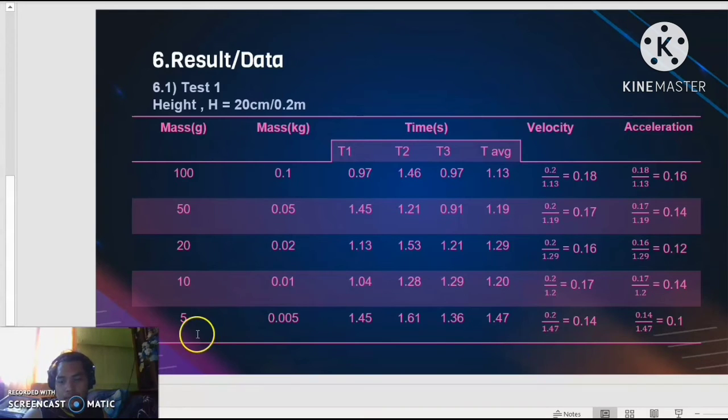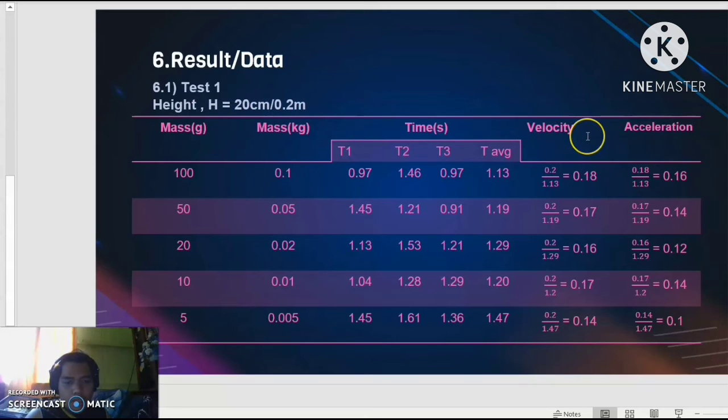For the last and fifth experiment, we use the 5 gram or 0.005 kilogram weight, which shows that the time taken for the first take is 1.45 seconds, for the second take 1.61 seconds, and lastly 1.36 seconds. We could conclude that from the times taken, the average is 1.47 seconds. Be advised that the height used for the experiment is 0.2 meters.